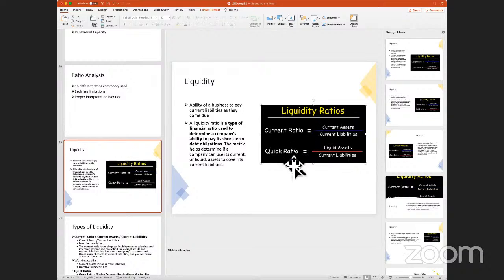There are 2 different types: current ratio and quick ratio. Current ratio is current assets divided by current liabilities, and quick ratio is liquid assets divided by current liabilities. So if I have to pay salary at the end of the month, I would be looking at liquidity. How much cash does the company have at the bank to be able to pay those salaries?